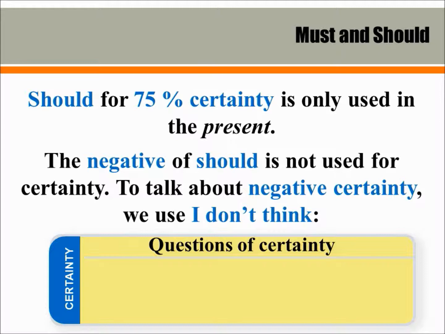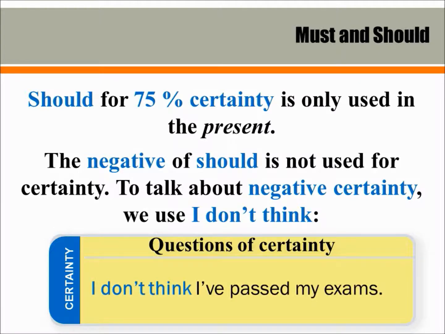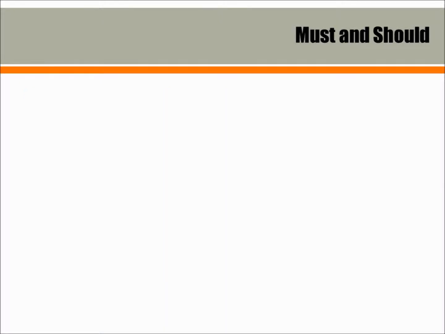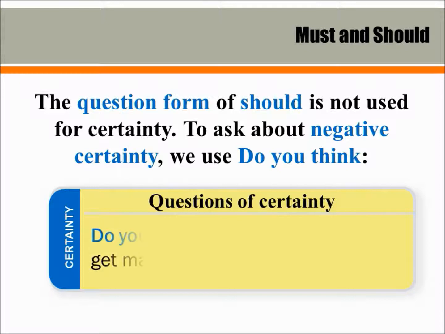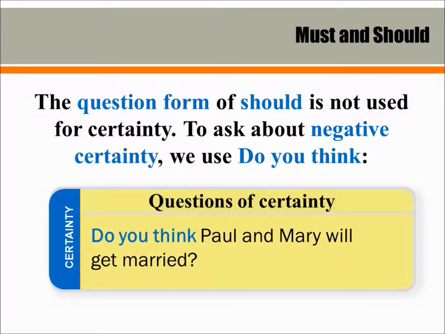We don't really use should in the negative to talk about certainty, because just like must, it changes its meaning. So instead we use, "I don't think." I don't think I've passed my exams. We don't usually use should as a question when talking about certainty either. We can use, "Do you think?" Do you think Paul and Mary will get married?